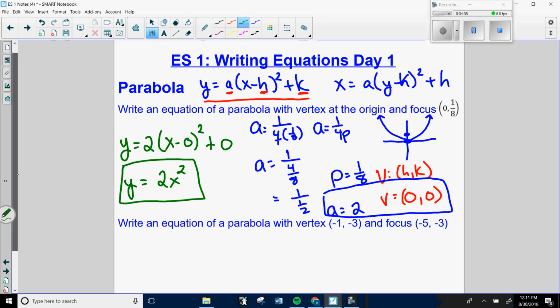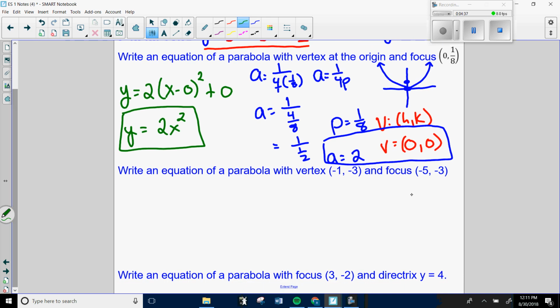Okay. So we're going to do another one. It says write an equation of a parabola with a vertex at -1, -3, and a focus at -5, -3. Again, create a quick sketch. I have a vertex, -1, -3. I have a focus at -5, -3, which would be somewhere in here.